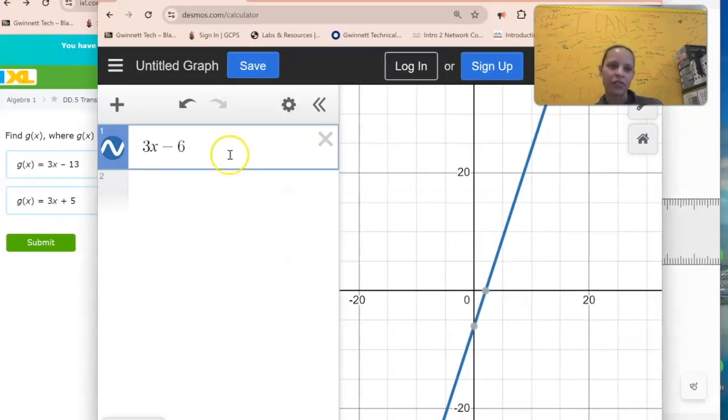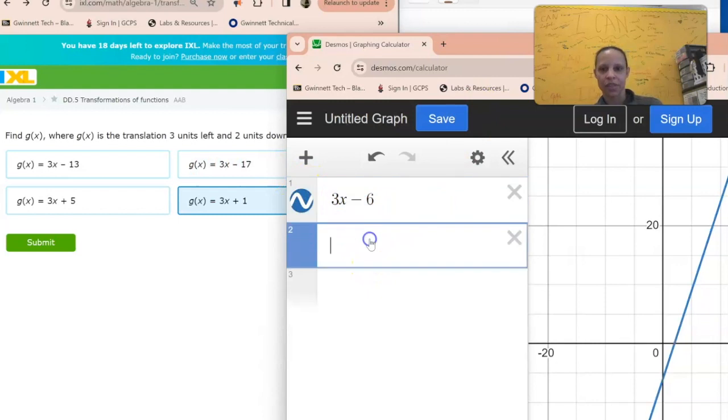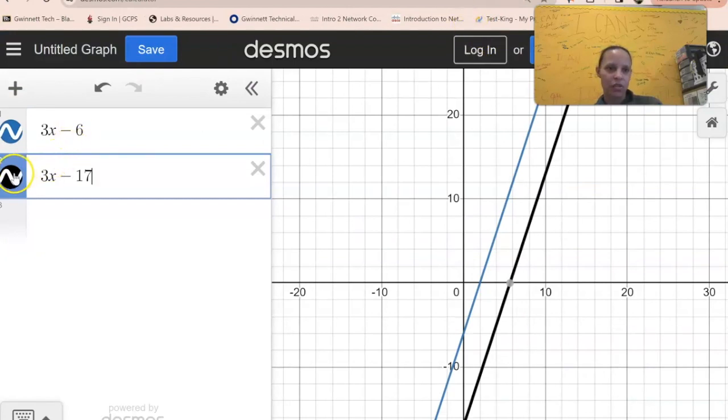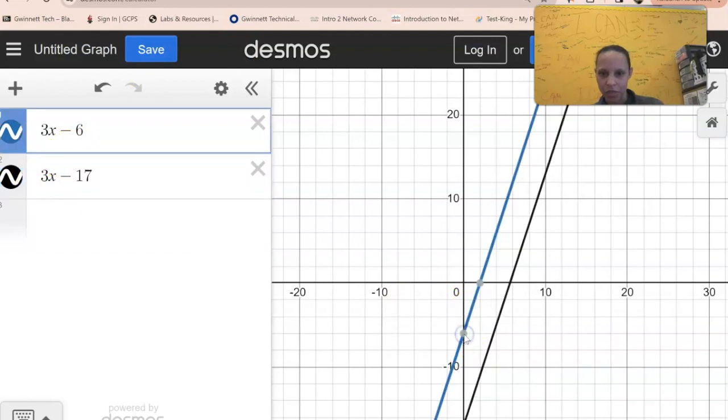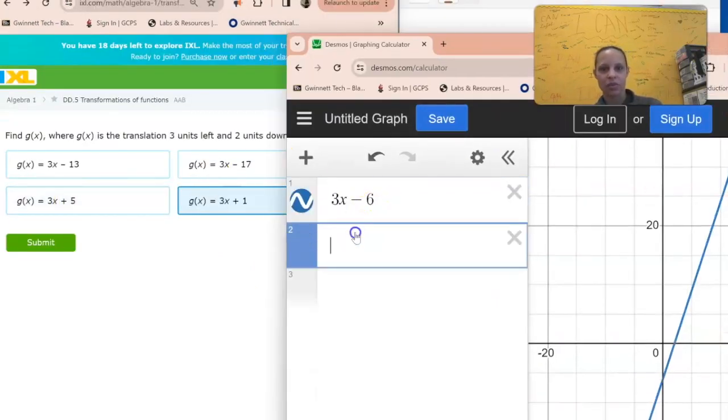And you literally have to do this with every single answer until you get this last one. So let's take 3x minus 17. And so, see, sometimes the calculator might not be faster. But again, your choice. All right, so do I go from blue to black by going 3 left and 2 down? So again, pick any point. I'm going to pick this one. 1, 2, 3, 1, 2. Did I get to the black line? I did not. So that's not the answer. So boom, try 3x plus 5.